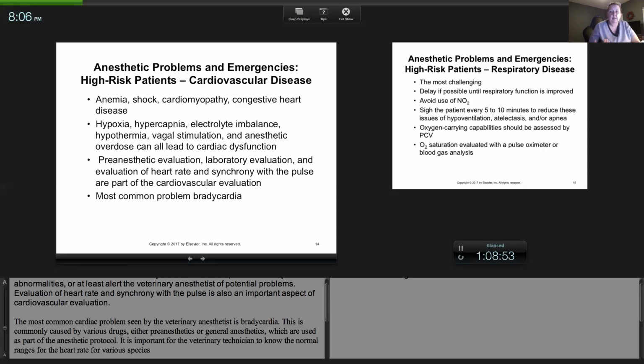Electrolyte imbalances and hypothermia, because hypothermia can be due to poor perfusion, which is a blood pressure. So this is a lot of you guys putting mentally together all the physiology that you've learned in all of the heart diseases.